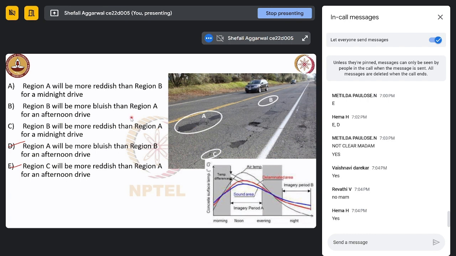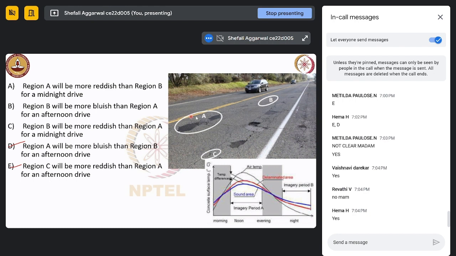This is clear. The second option says region B will be more bluish than region A for an afternoon drive. If you see region B correctly, you will see that there is no delamination and not even some cracks. So it is a sound area. We can say it is a sound area, correct?